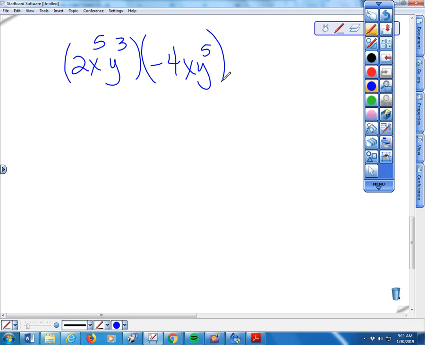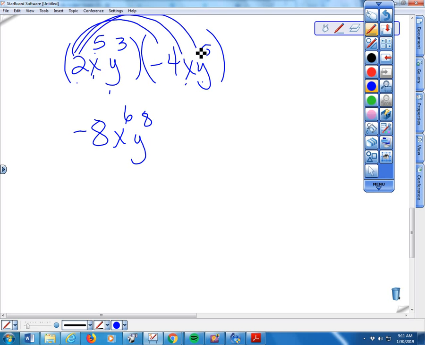All I need to do is take 2 times negative 4. X to the 5th times x is x to the 6th. Y cubed times y to the 5th is y to the 8th. That is it. So be careful here. Don't think you're going to take 2 to the negative 4 and 2 to the x and 2 to the y to the 5th. You only do that if it's separated by a plus or minus. If it's all multiplied, then it's all multiplied.